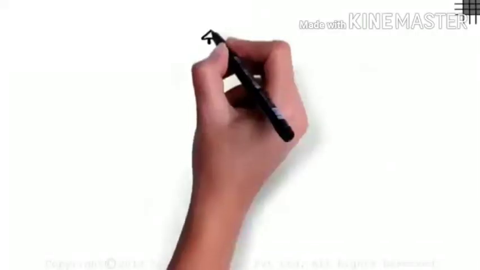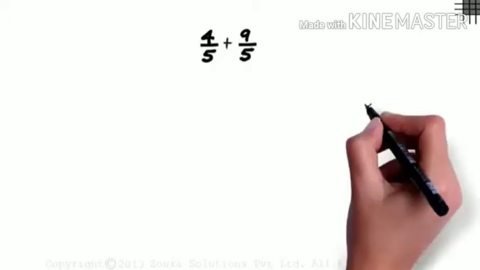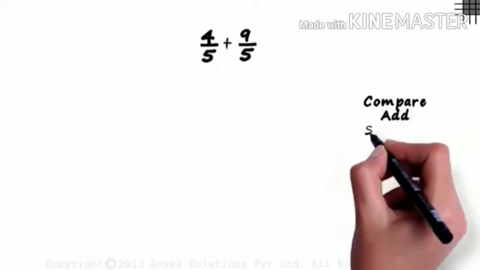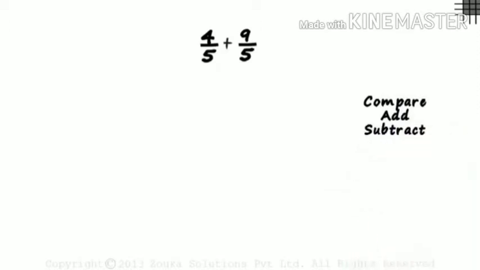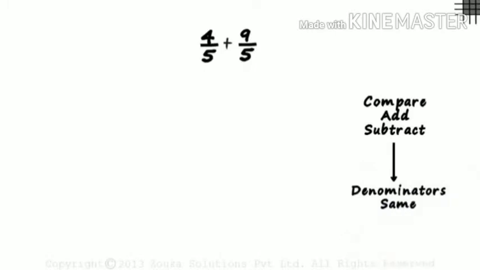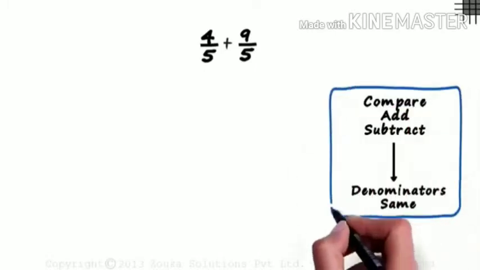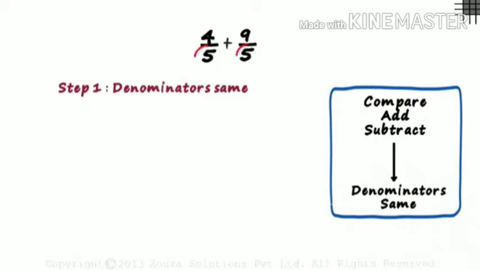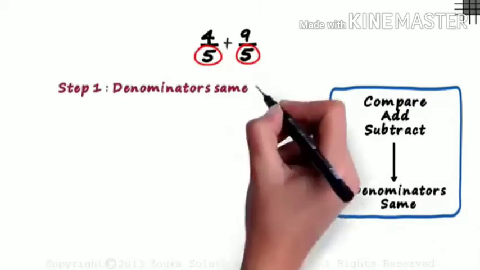How do we solve 4 by 5 plus 9 by 5? We are trying to add two rational numbers here. It's definitely not as straightforward as adding two integers. Remember one golden rule. Whenever we compare, add or subtract rational numbers, we have to get the denominator same. For addition, the first step is to make the denominator same. In this example, we can see the denominators are already the same.